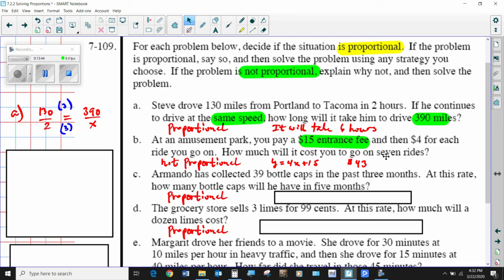They went on 7 rides, so it's going to be $28 plus $15 to get in. Means you would spend $43 at the amusement park that day.